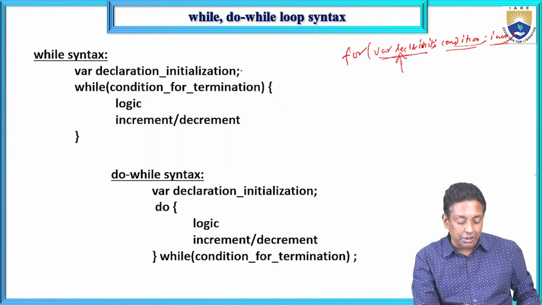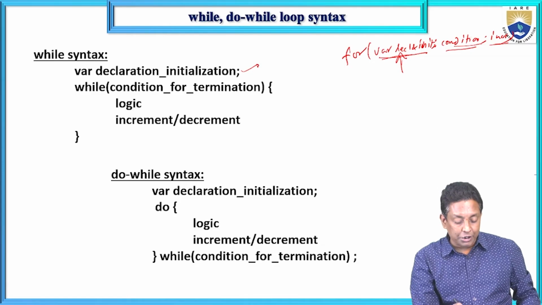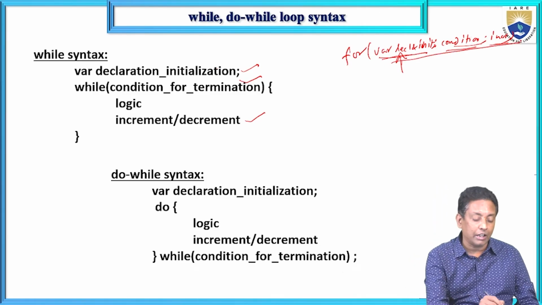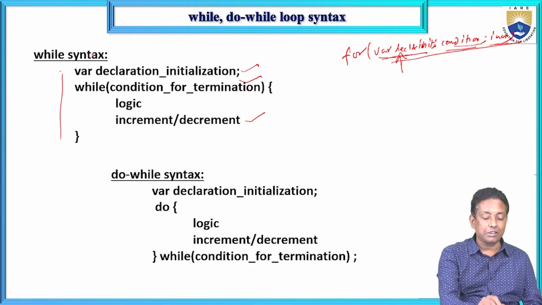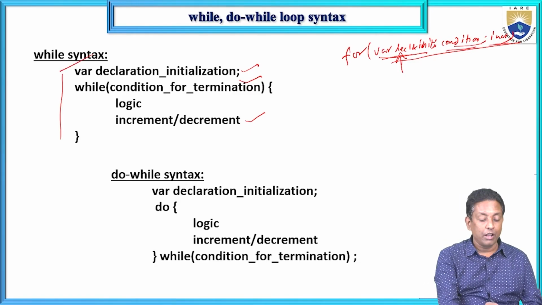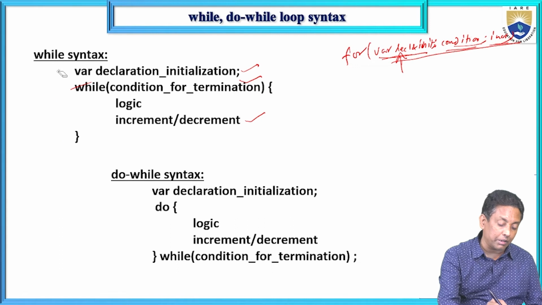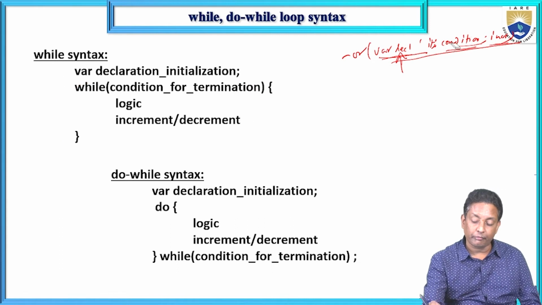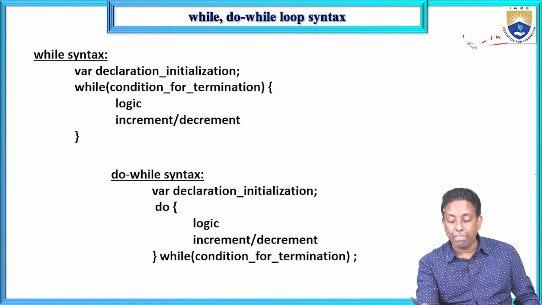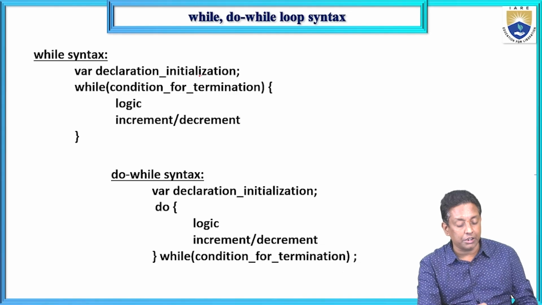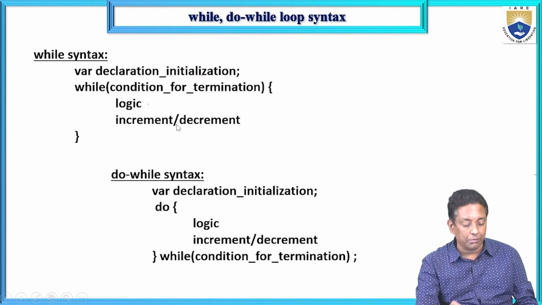Variable declaration and initialization are done above the while loop. The condition for termination is written inside the while loop brackets. The increment or decrement we must do inside the while loop. Instead of writing the for loop horizontally, we can write the while loop in a vertical way. Variable declaration and initialization exist in one line, in one step. The condition is written in the while loop, and inside the while loop we write the increment or decrement. Coming to the while loop: variable declaration and initialization, condition for termination, logic, increment or decrement.